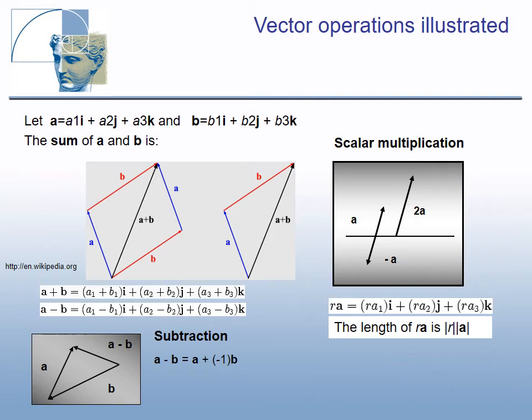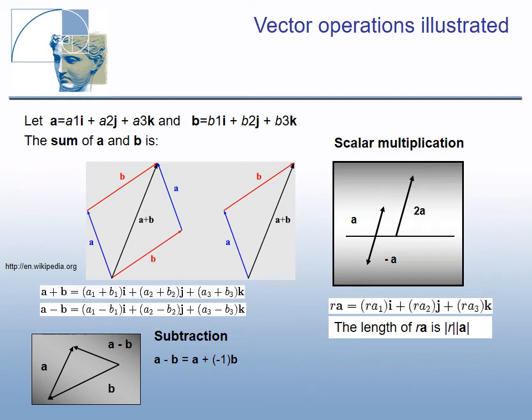If A and B are bound vectors, then the addition is only defined if A and B have the same base point, which will also be the base point of A plus B. One can check geometrically that A plus B equals B plus A, and also one can check the commutative rule.